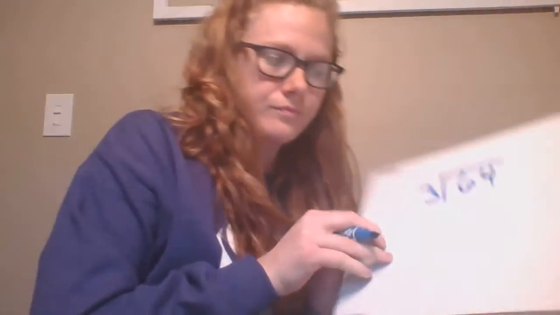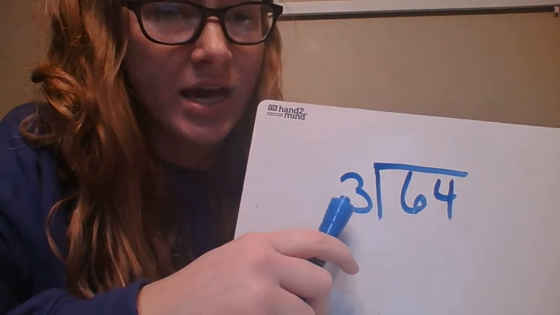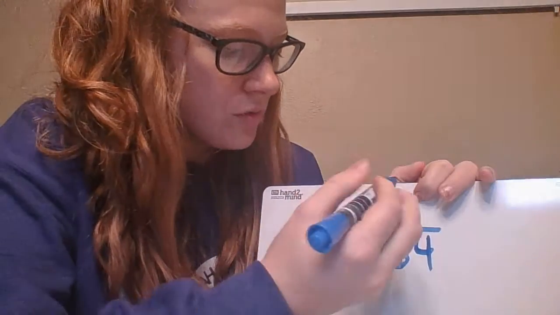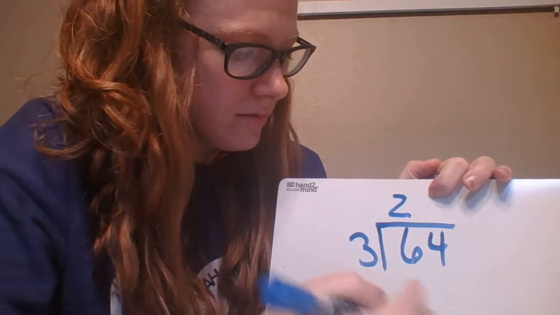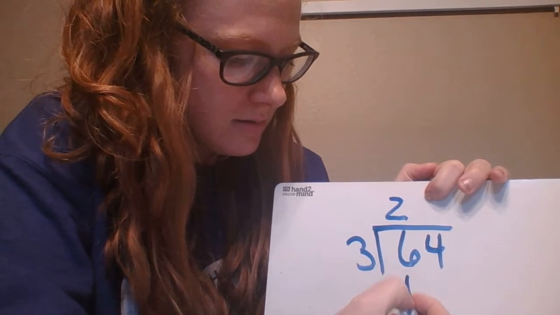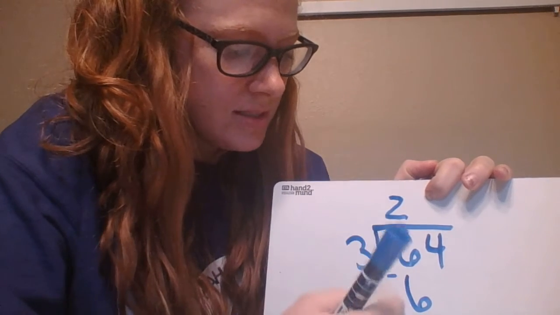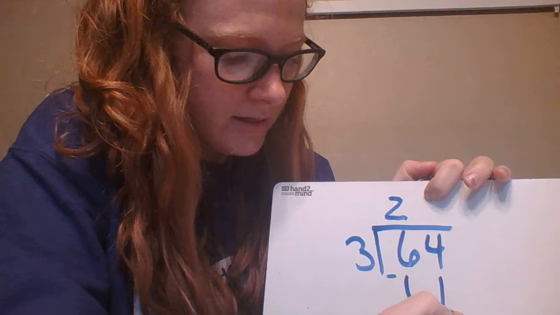Our next problem is 64 divided by 3. The first thing you're going to do is see how many times 3 can go into 6. 3 can go into 6 2 times. 2 times 3 is 6. 6 minus 6 is 0. I bring down the 4.